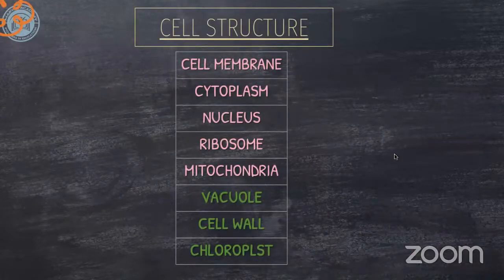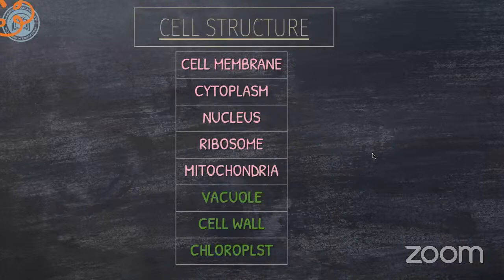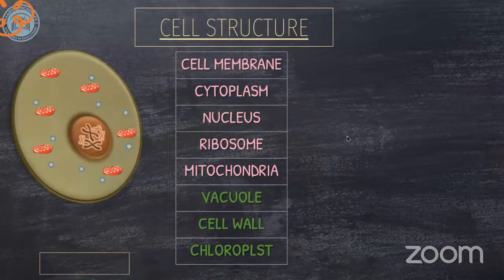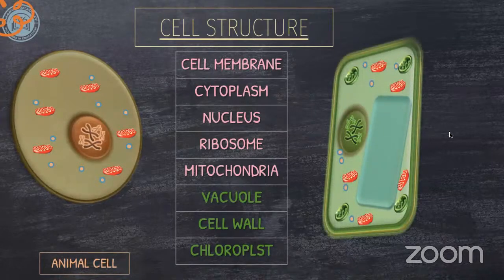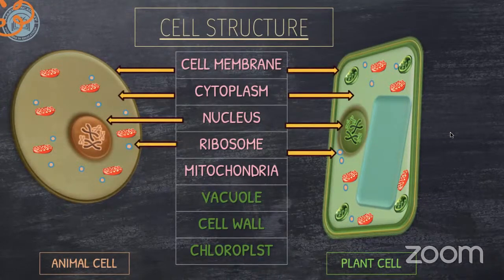Right. So these are the structures that you have to know. So you have the cell membrane, cytoplasm, nucleus, ribosomes, mitochondria. Also, you can see that two colors are used, because these are the common ones, and these are only present in the plant cell. So you can see this is an animal cell and this is a plant cell. So these are the ones.